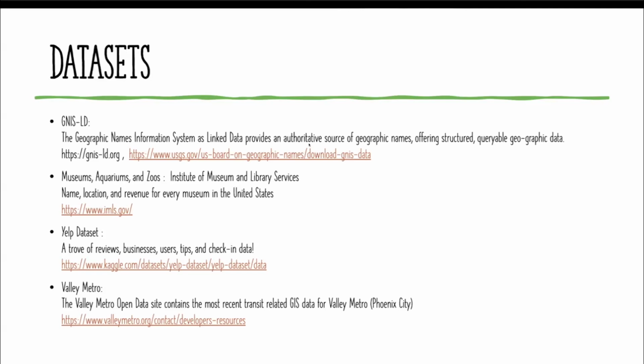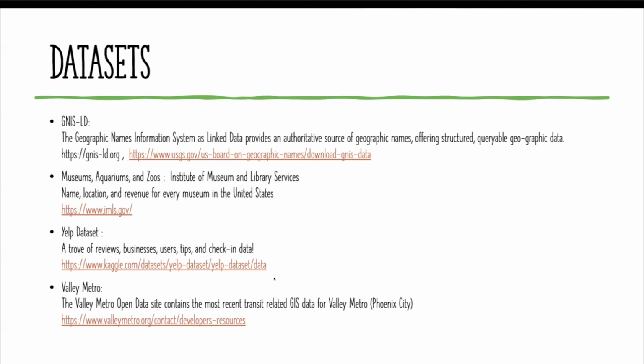Yeah. So for the data sets that we are using, our primary database is the GNIS dataset, which is from the US government, and it provides geographic information about places like lakes, for example. Along with that, we are using data sets from the Institute of Museum and Library Services. Again, it's a public organization. It has information about the museums, aquariums, and zoos in the United States. Data set from Yelp, which has locations, user reviews, the categories of restaurants, etc.